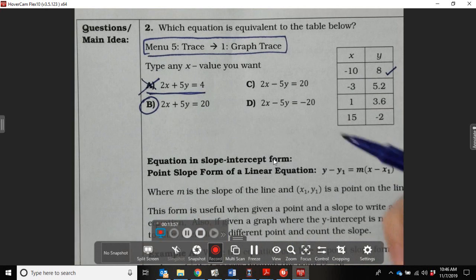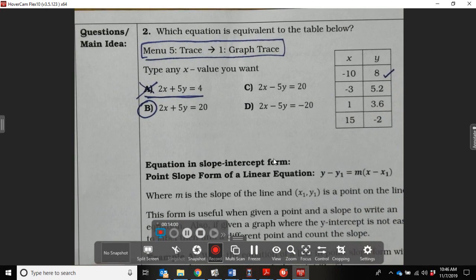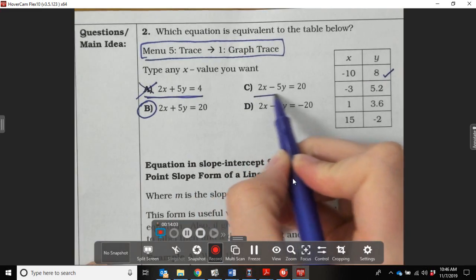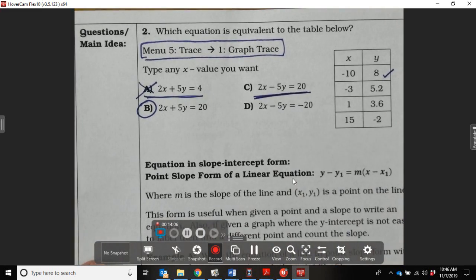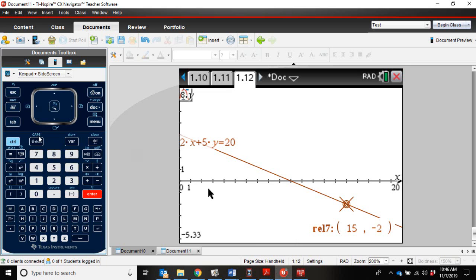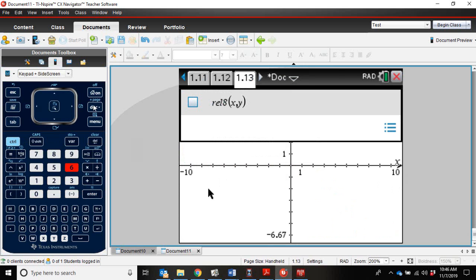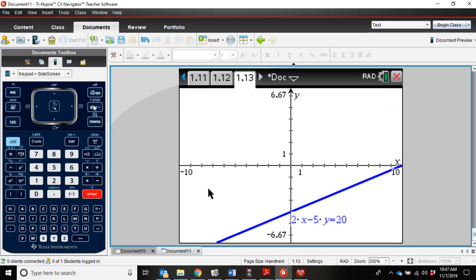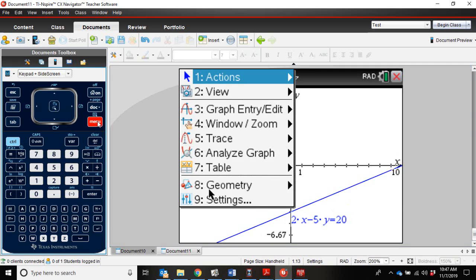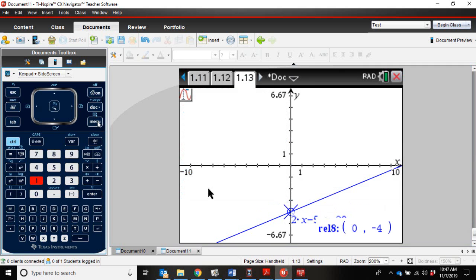To make you practice this point though, how do I find points? I want you to go to your graph page and I want you to type the next equation in. So go type in 2x minus 5y equals 20. So number 2, graph page, pick a relation. We're typing in 2x minus 5y equals 20. All right, go find the answer when x equals 5. So that means you're going to push menu 5, 1, and you're going to push 5, and then enter. And you get negative 2.